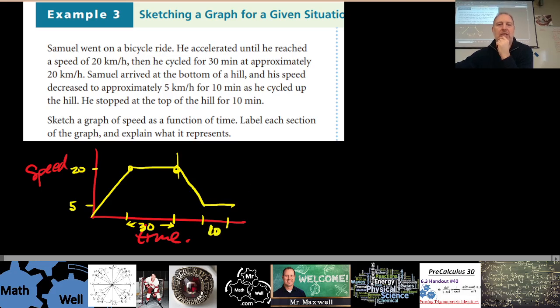And he cycled up the hill. He stopped at the top of the hill for 10 minutes. So what's his speed when he stopped? 0. So he goes down to 0 for 10 minutes, I guess. I don't know how long it takes him, if he's like instantly stopped. So it's pretty instant, I would say, going from this 5 kilometers an hour down to 0. So it's like another 10 minutes there. But yeah, he almost changed his speed instantaneously, I guess.